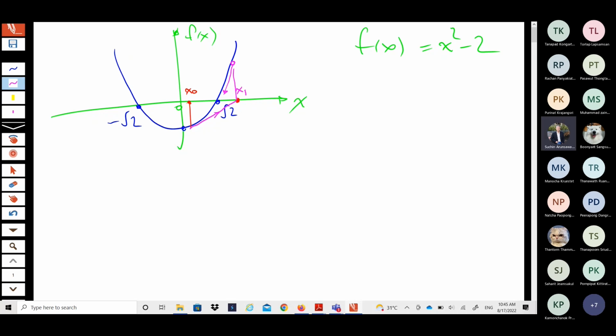But if the initial point x naught is between 0 and square root 2, then it gives the next iterate x1 on the right-hand side, and again the convergence will be on the right-hand side of square root 2 as well. So this is how we find this.